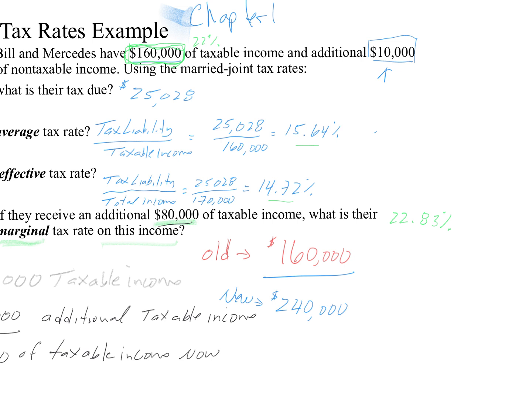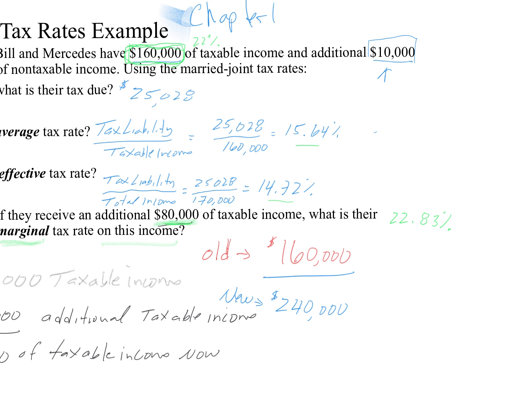If we look at our tax rate schedule, right? They started out in that 22% bracket, and then they end up in the 24% bracket. But all of that income, all of that $80,000 of income that gets added to that $160,000 doesn't end up in the 24% bracket. So their marginal tax rate on that increment of income is going to be slightly less than the tax bracket that they're dropped into.